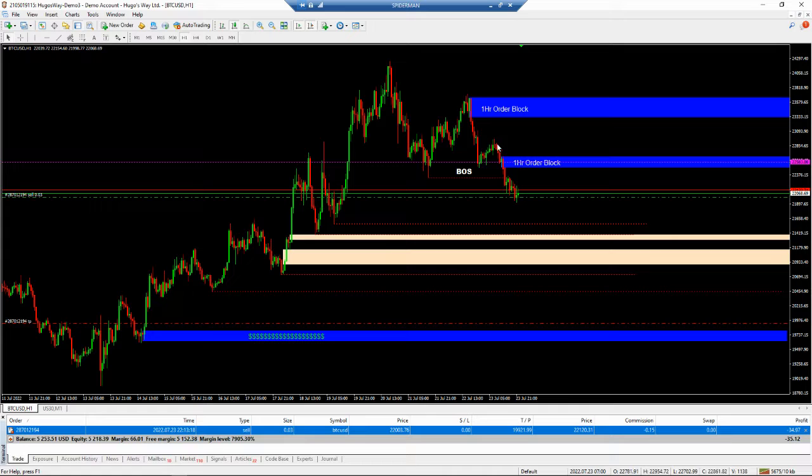Once it makes this higher low, it pushes down. So as you can see here, it came down, made a higher low, and then I mean a lower low, and then a lower high. Because this lower high here is lower than this high, and this lower low here is lower than the previous low, which was here.